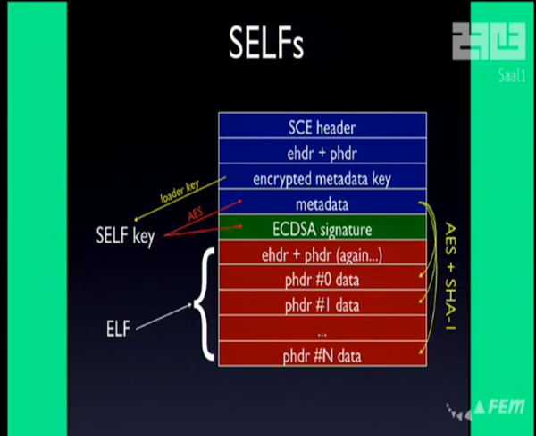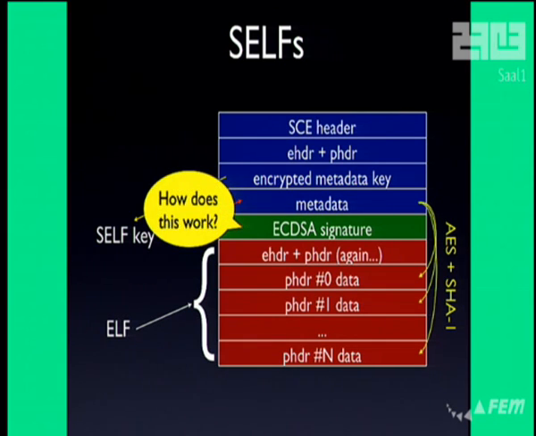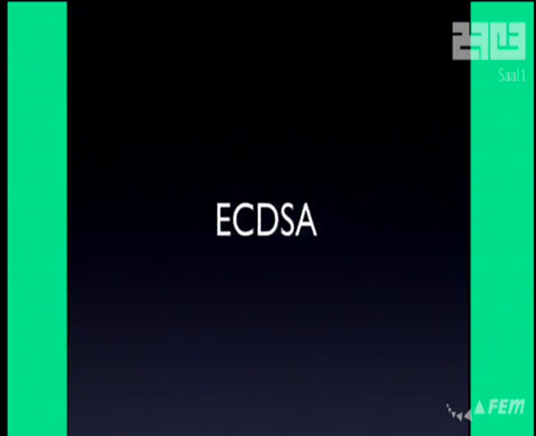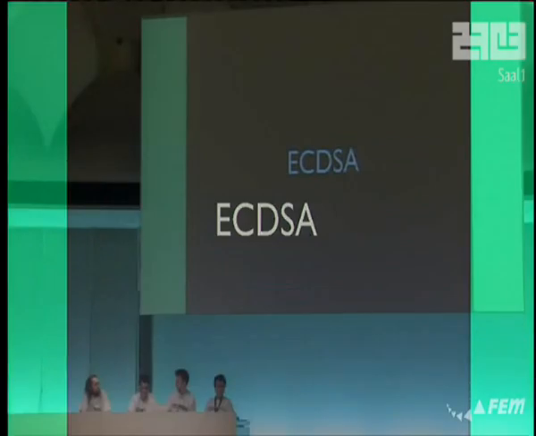We now know how just about everything works here, except for the signature part. So how do they do that? How does the signature thing work? So this is ECDSA, and it's some crazy math stuff that guy over there is going to explain now.